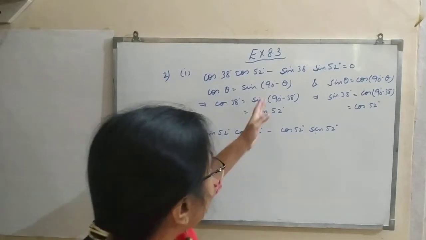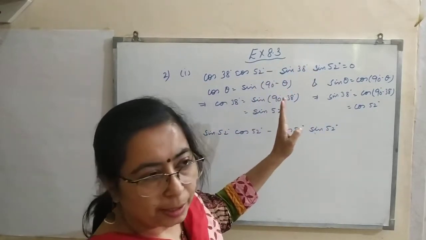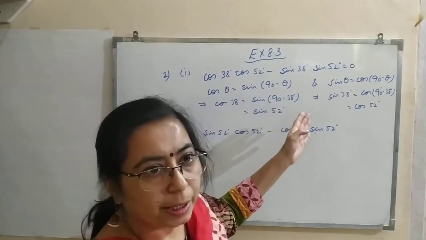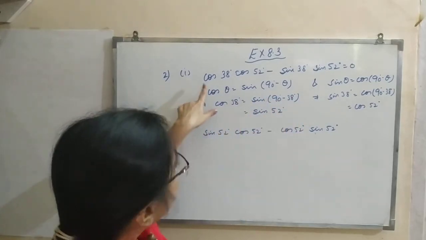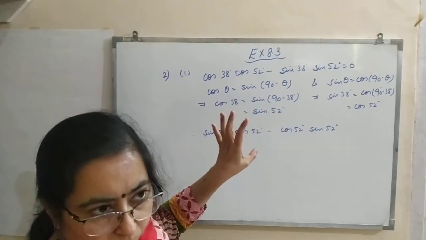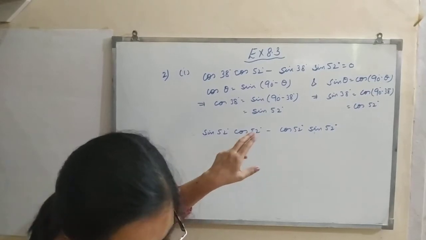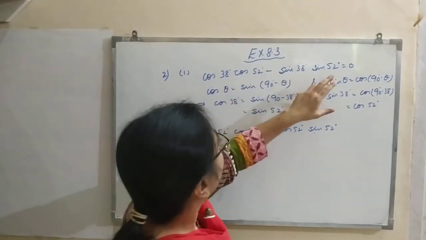Now we start with exercise 8.3. A few questions I will do and the rest I will leave for you to practice and do yourself. Second question, first part. First question is very easy, you can do it yourself. You have to simply evaluate the given values. Second question, you have to prove that this is equal to 0.